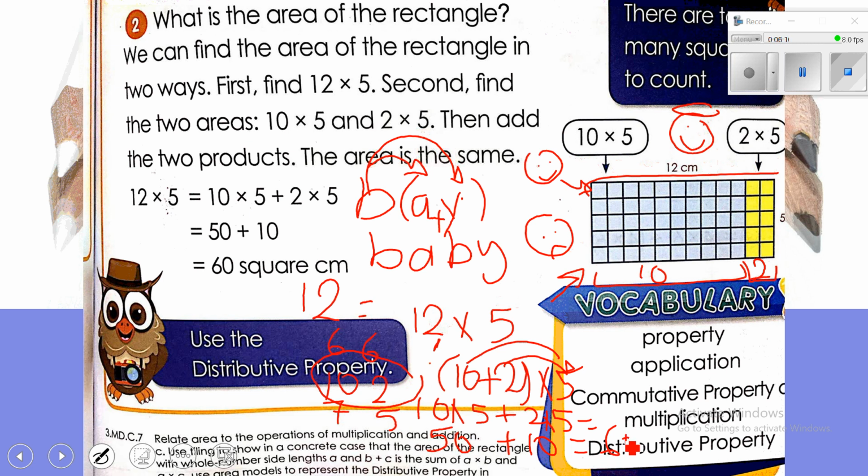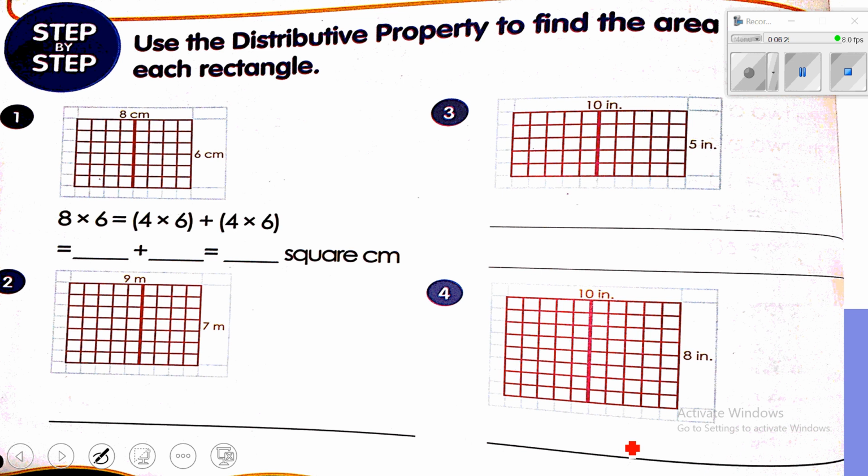So these are the properties that we use for finding the area of a rectangle. The first one is the commutative property. The other one is the distributive property. Let's see here. So for this practice number 1, we have 8 and 6.